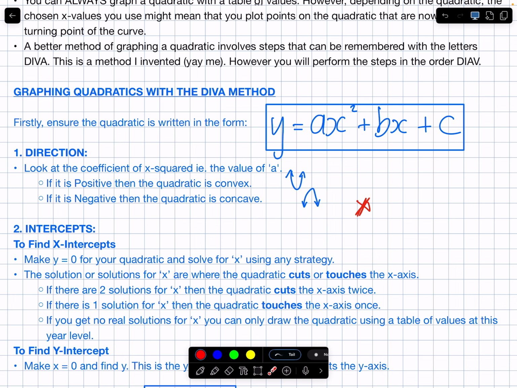How do you remember concave and convex? Does this look like the mouth of a cave, this one here? So that's how I remember concave. It looks like the mouth of a cave. And the opposite of that is convex. So D stands for direction. If the number in front of x squared is positive, it scoops down like a U. If it's negative, it goes up, points up, it's concave.